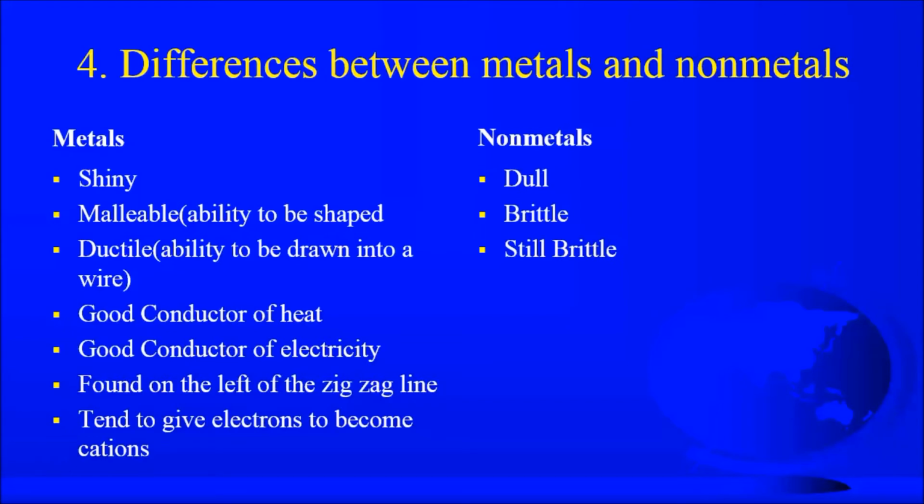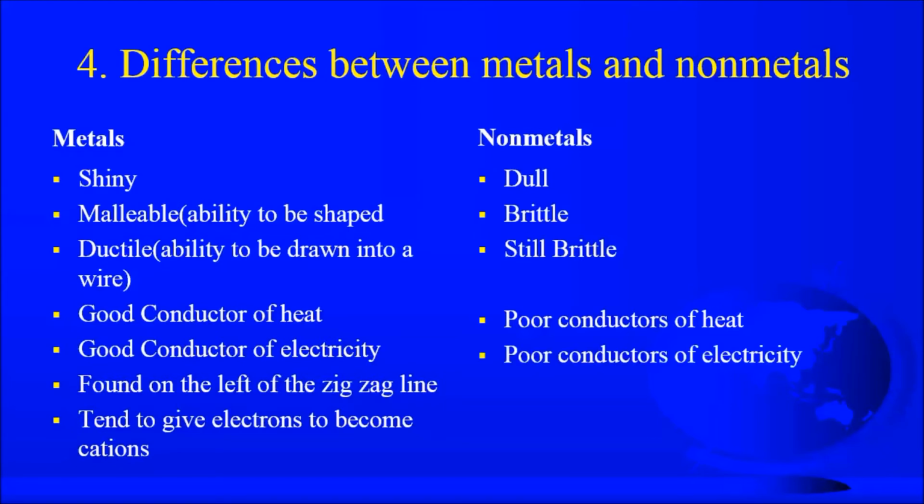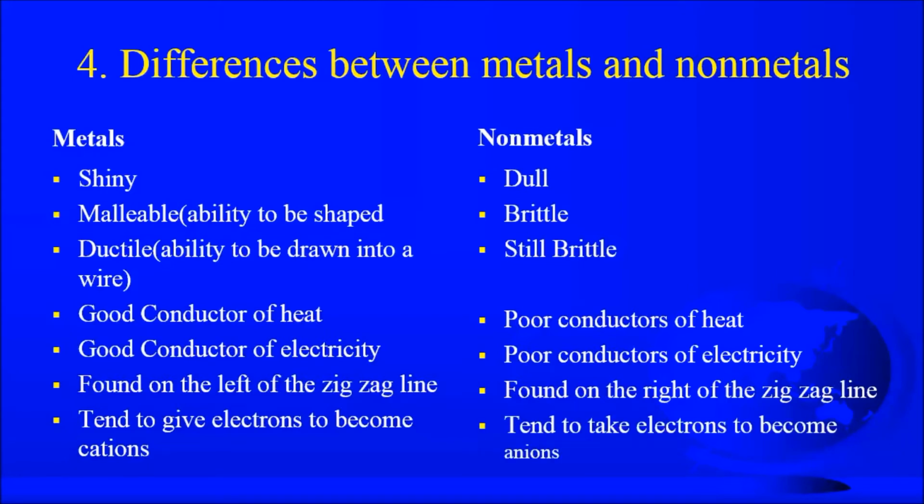Metals are good conductors of heat. Non-metals are poor conductors of heat. Metals are good conductors of electricity. Non-metals are poor conductors of electricity. Metals are found on the left side of the zigzag line. Non-metals are on the right side of the zigzag line. And metals like to give electrons, while non-metals like to take electrons.